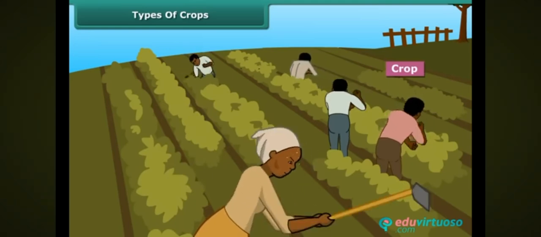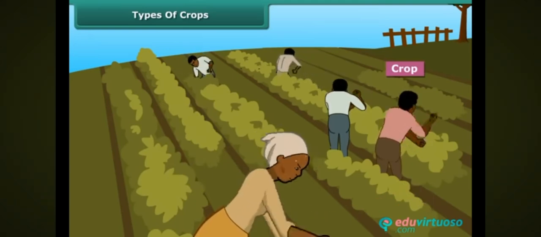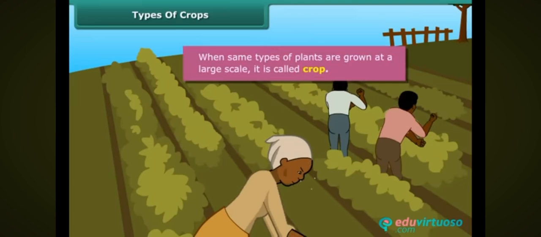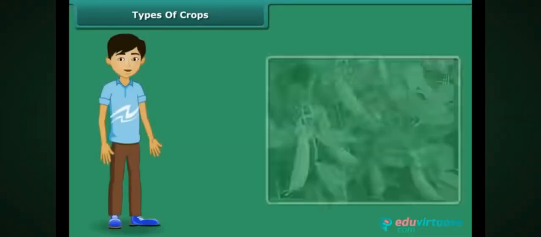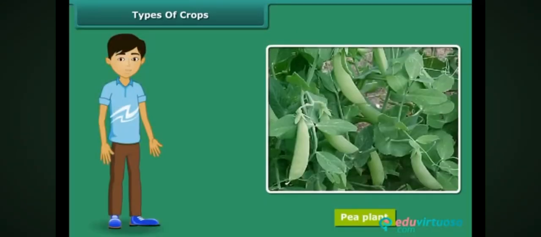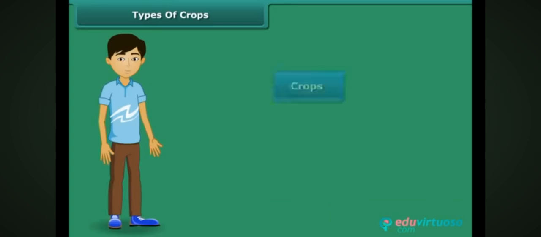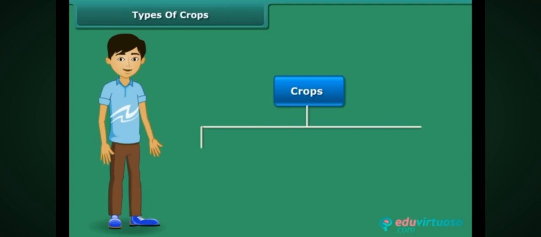No, we cannot. Do you know that when the same types of plants are grown on a large scale, then it is called a crop? If you wish to grow a pea plant in the hot season, you can't do it. Do you know the reason behind it? In India, crops are broadly classified into two categories on the basis of the season they are grown in. That is, Rabi crops and Kharif crops.